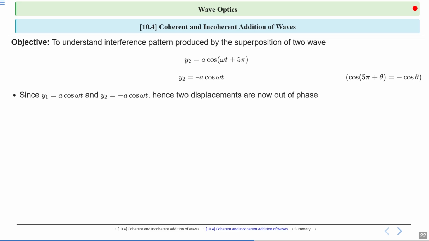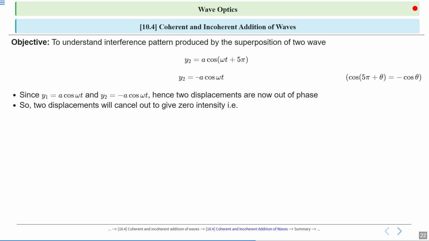So y1 is a cos omega t, y2 is minus a cos omega t. So the two displacements are out of phase. And we can find the resultant. So the two displacements will cancel out to give zero intensity. If we find the resultant displacement y equal to y1 plus y2, it will result in 0. That means it will give the resultant wave with 0 displacement.